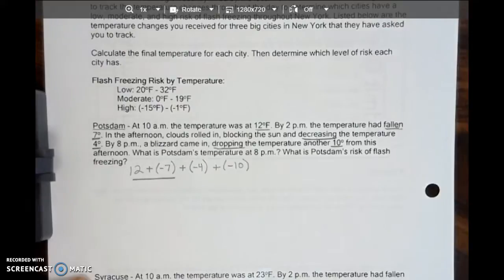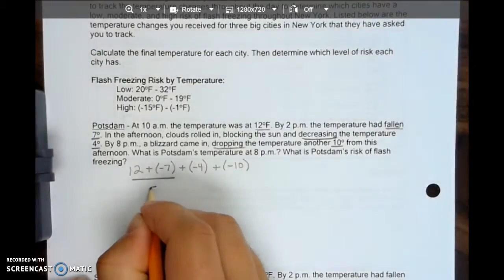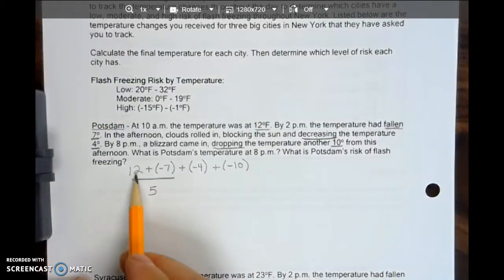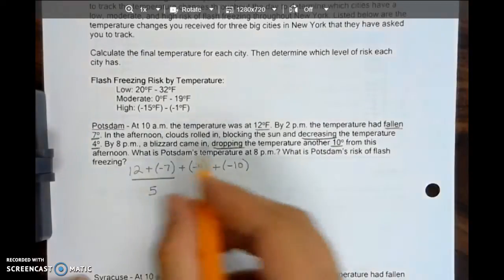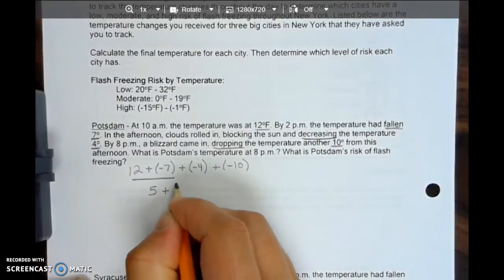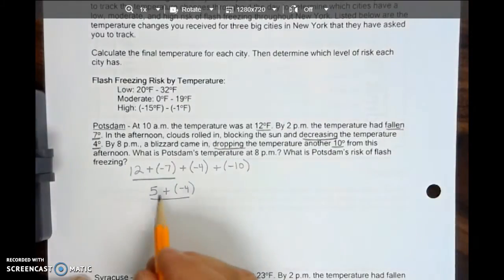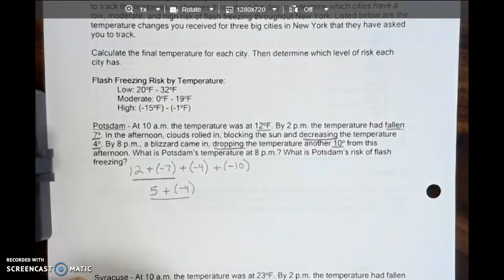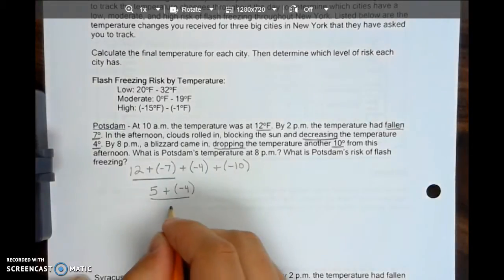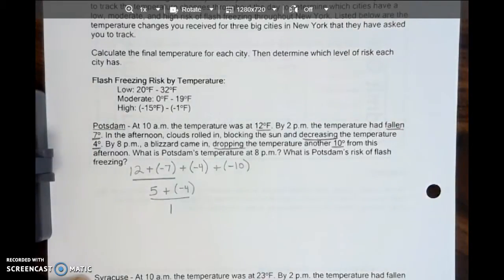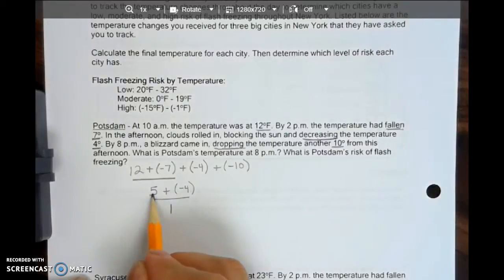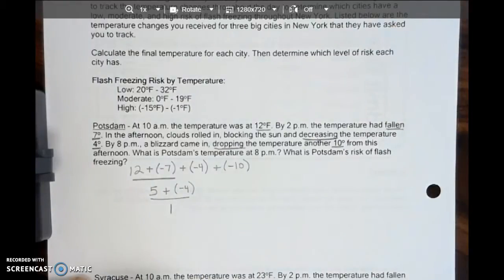They're different signs, so we're going to subtract the absolute values. 12 minus 7 is 5. And it's going to be a positive 5 because 12 has a greater absolute value than negative 7. Now I'm going to bring down the next number in my problem, the plus negative 4, and I'm going to add these 2 numbers together. 5 plus negative 4. Again, they're different signs, so I'm going to subtract the absolute values. 5 minus 4 is 1. And again, it's going to stay a positive 1 because positive 5 has a bigger absolute value than negative 4.